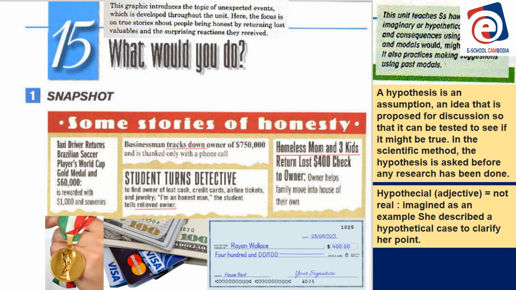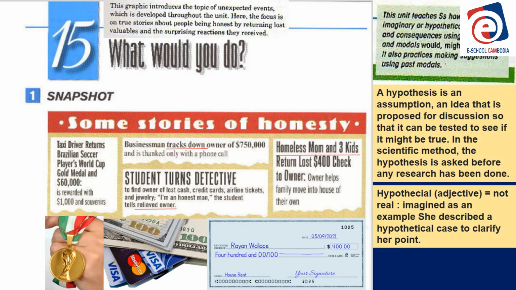We're on Unit 15, and if you look at your screen, you can see in the upper right-hand side, this unit teaches students how to talk about imaginary or hypothetical situations and consequences using if clauses and modals would, might, and could. It also practices making suggestions using past modals. All right, and so in this unit, we're going to be talking about what's called hypothetical situations.